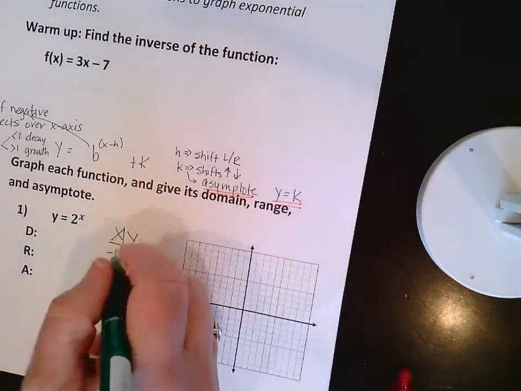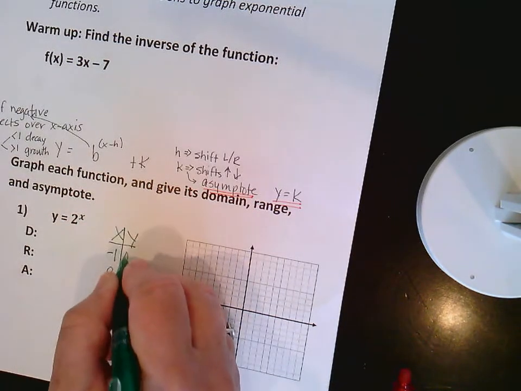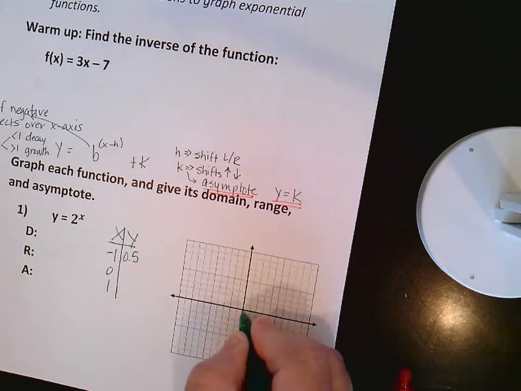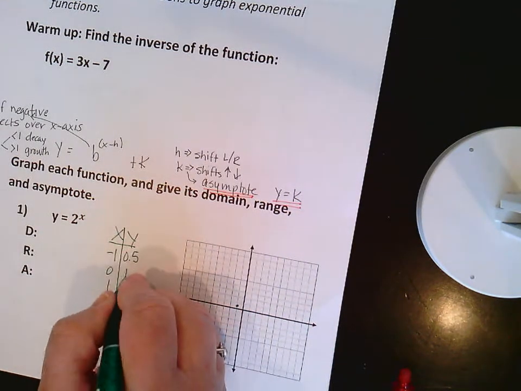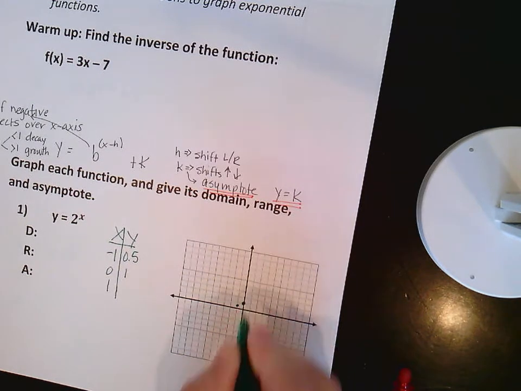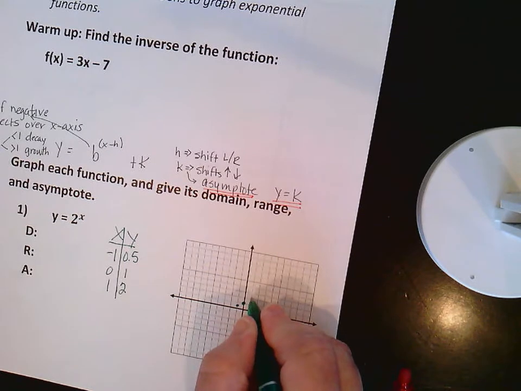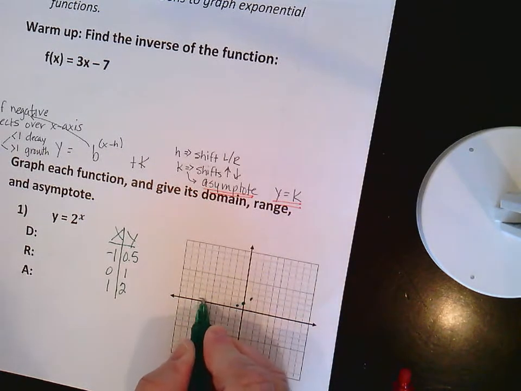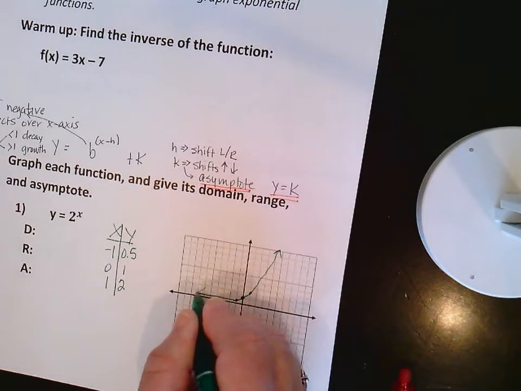So if I plug in -1, 2 to the -1 is 1/2, or 0.5. So -1 and 0.5. If I plug in 0, 2 to the 0 is 1, so 0, 1. And then if I plug in 1, 2 to the first is 2. So they're all real simple too. Okay, so it looks like this is coming in at a half, and then it starts going up this way. That's the general rule.